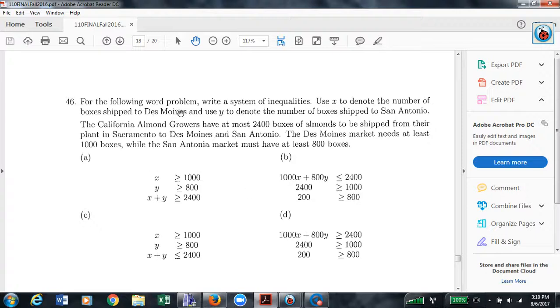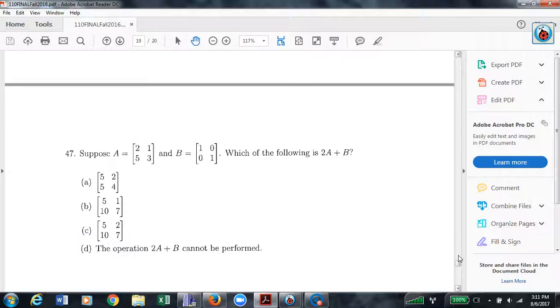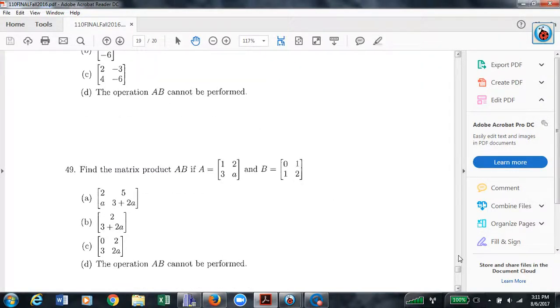Now, both of those together, you have to have at most 2,400 boxes of almond to be shipped to both of them, at most. So going out to both of them has to be at most 2,400, so less than or equal to. So you just have to take the words and match up the symbols. So there wasn't one like that in the practice one, so I wanted to make sure you guys were able to see that. Okay, we've done that.